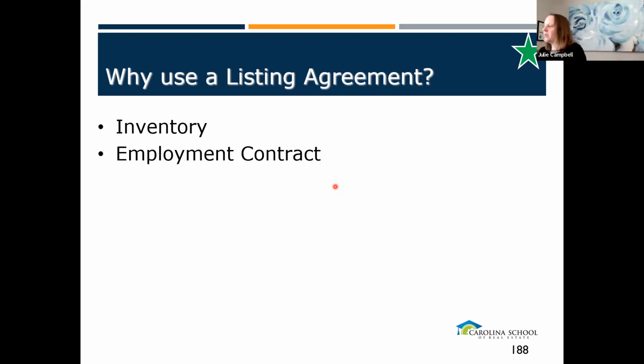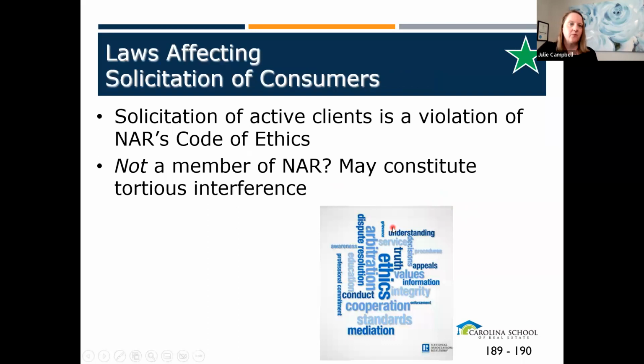So starting at the top of page 189, there are lots of different ways that you can solicit consumers, that you can try to get business. And this class is not about helping you solicit. This class is not about helping you get buyers and sellers. What this class is about is telling you things that you can't do. Think outside the box when it comes to soliciting, when it comes to getting buyer and seller clients. But before we do that, let's address what we can't do.